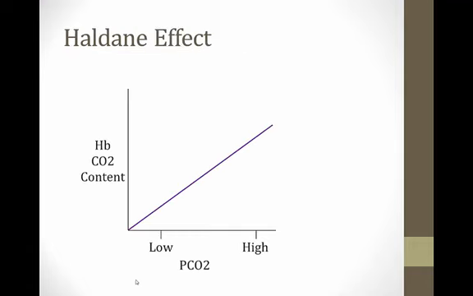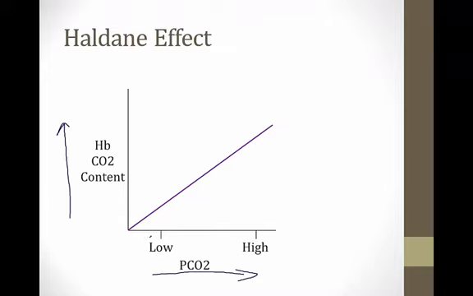So just like with the Bohr effect, the Haldane effect is easier to understand if we look at a graphical illustration of the principle and walk through it slowly. So in this picture, I've drawn the level of carbon dioxide in the blood on the x-axis here, and the amount of carbon dioxide bound to hemoglobin on the y-axis. And it follows a relationship like this purple line here, such that the more CO2 there is in the blood, the more is bound to hemoglobin.